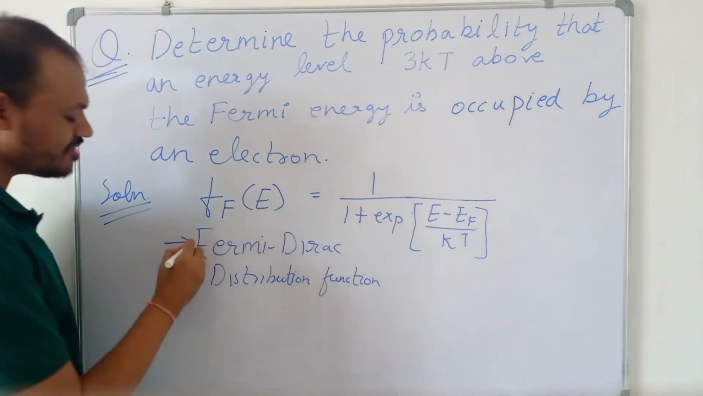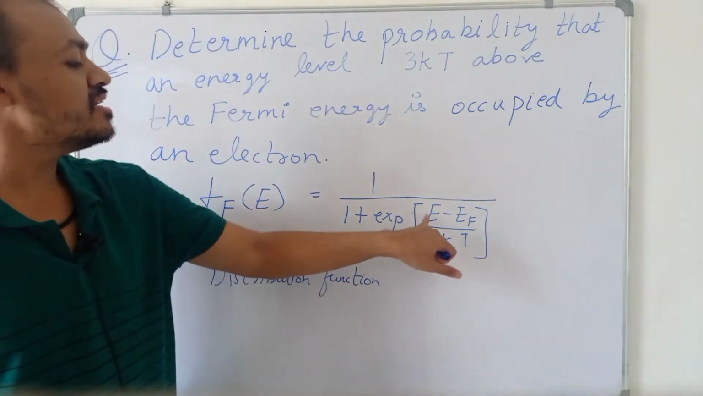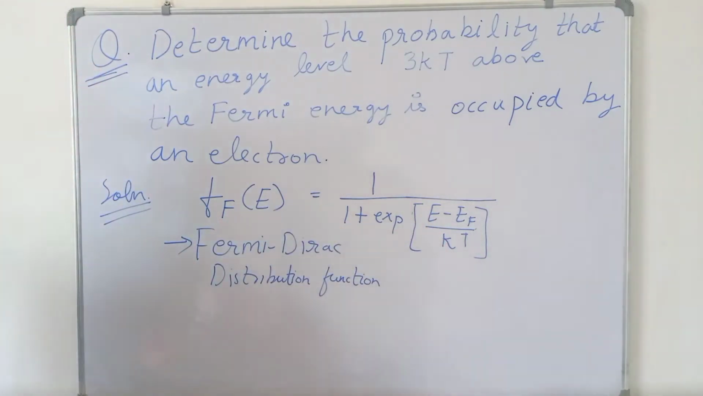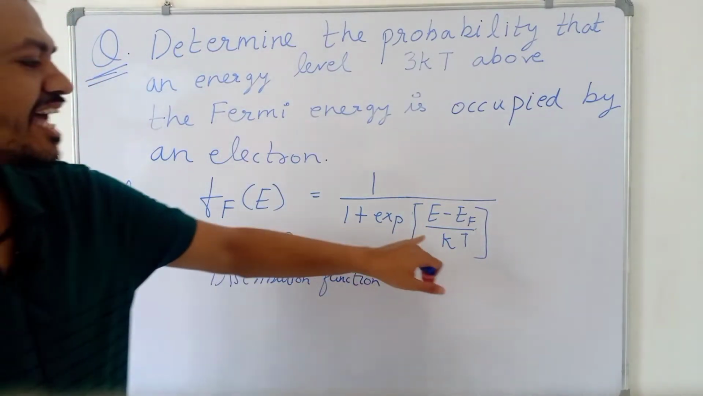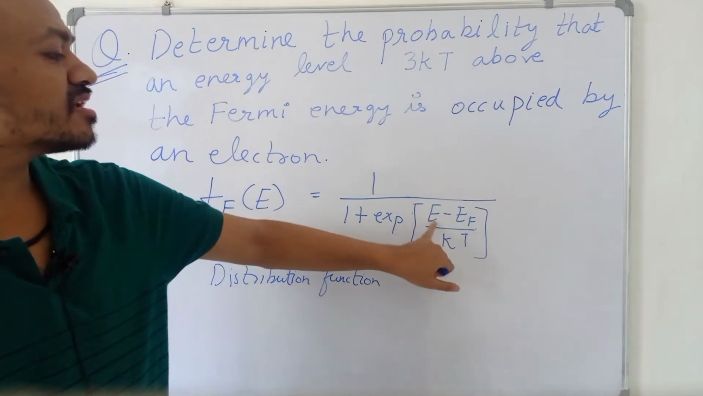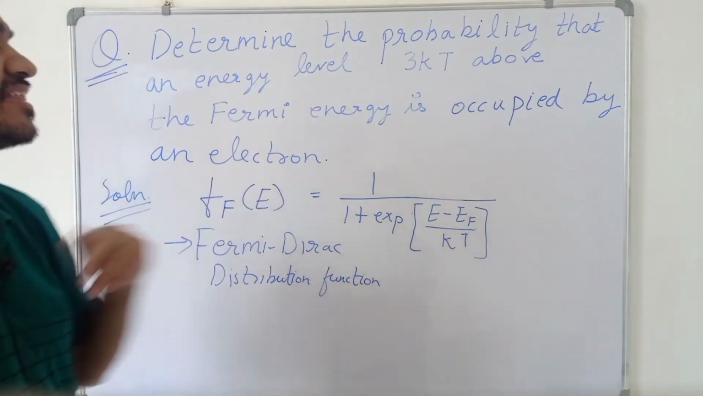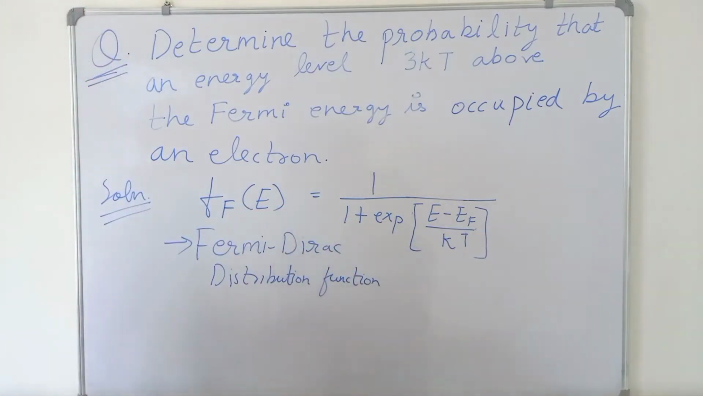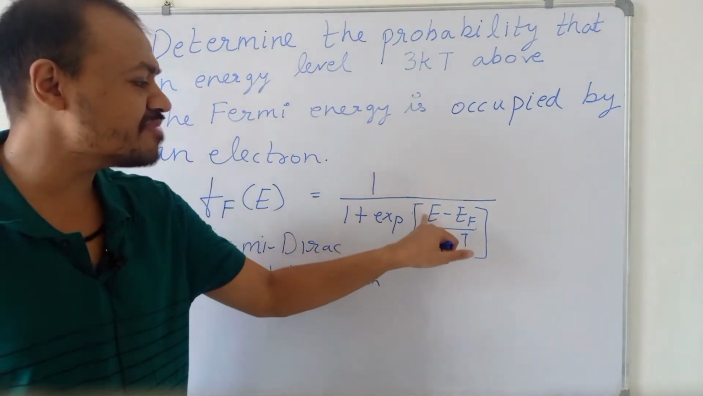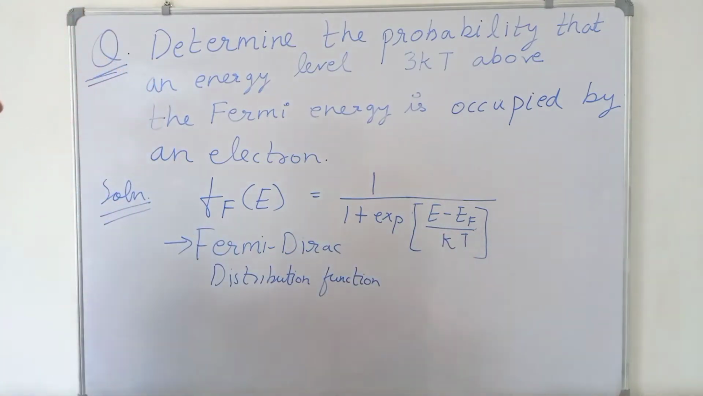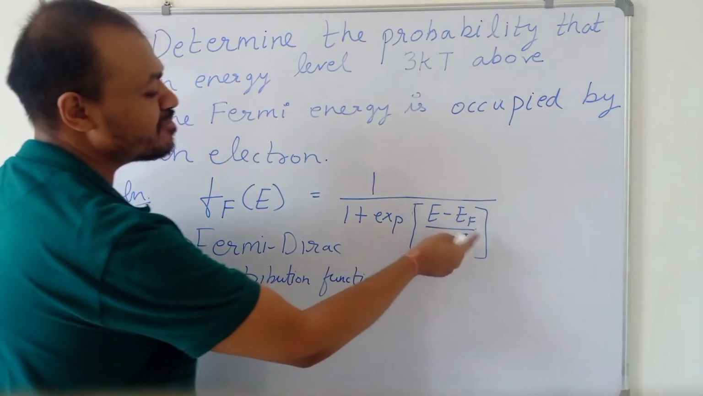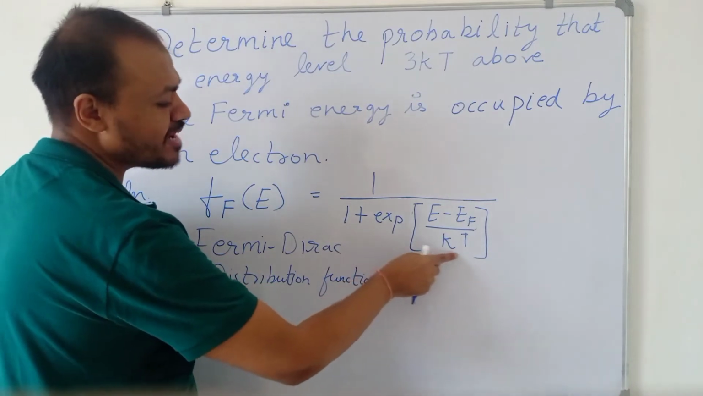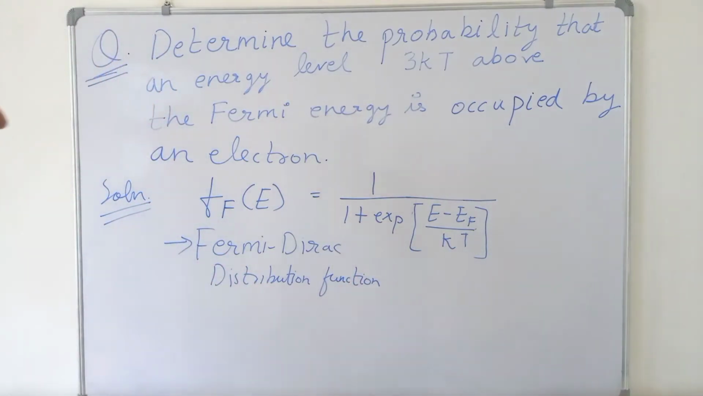What it gives is the probability that an energy level E is occupied by an electron, where EF is called the Fermi energy, k is the Boltzmann constant, and T is the temperature in Kelvin.